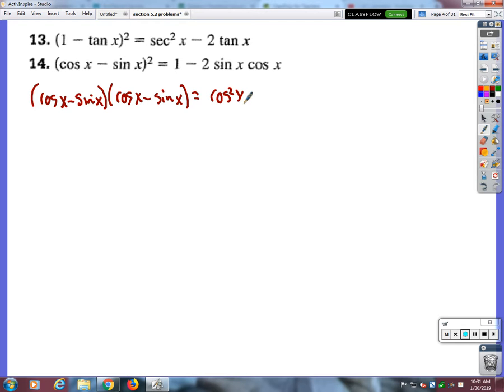Okay. And then if I go outside times outside, I get negative cosine sine. You could do it the other way too. And then if I do the inside times the inside, I get negative cosine sine. You could do it the other way too. I'm just going to write it the same way to be consistent. And then if you go negative sine times negative sine, you get positive sine squared.